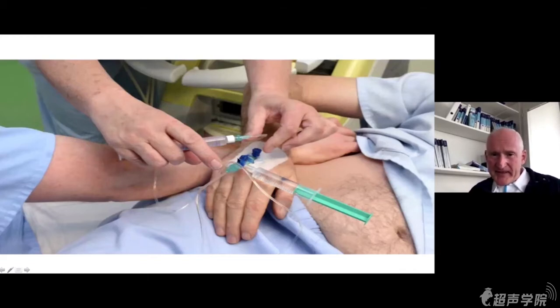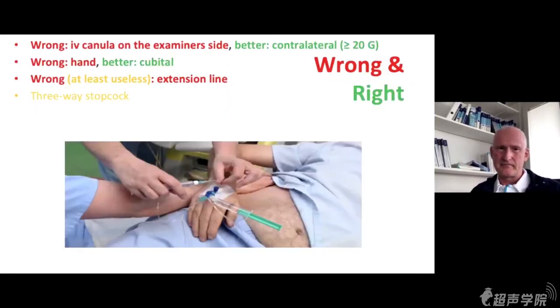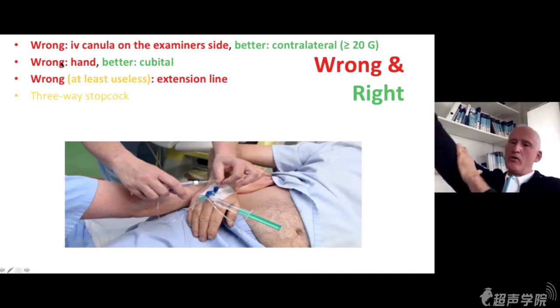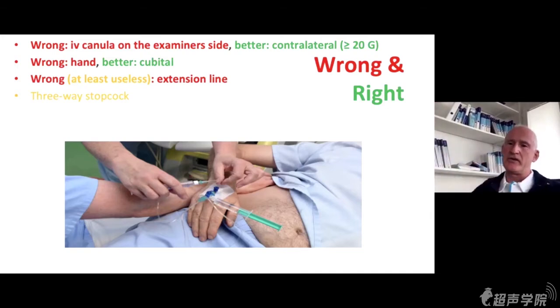Then we have a 3-stopcock here. We have all on the same side, it's a mélange. It doesn't fit. Wrong is the IV cannula on the examiner side. Better contralateral to have the space nicely organized. Wrong is the hand peripherally. Go antecubital, which is closer to the heart, to get reproducible timelines.